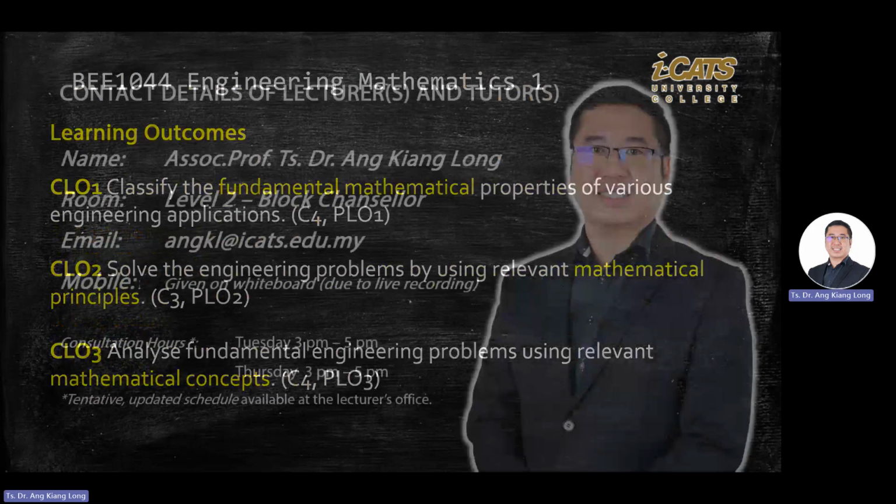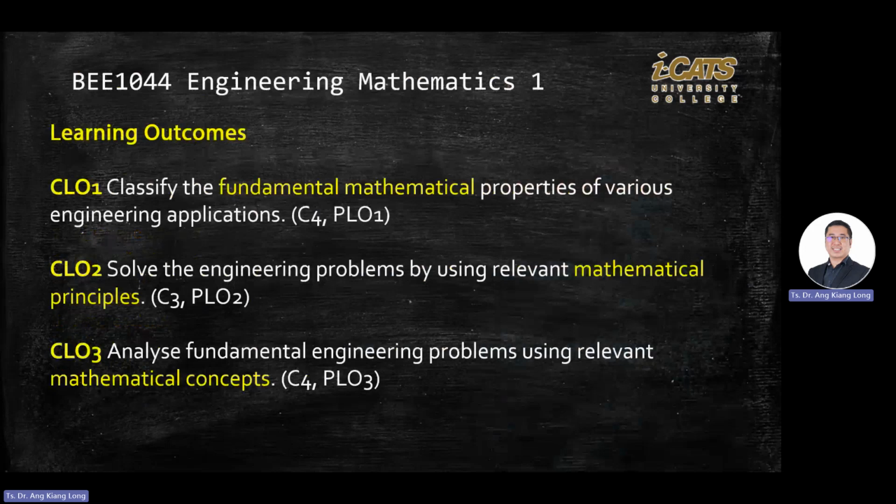Again, there are 3 learning outcomes. So for the first question, we always start by asking you to identify what kind of equation, what kind of principle, what kind of law applies. Then you solve it, and then you analyze it. Analyze means you need to understand the actual meaning of the final answer.